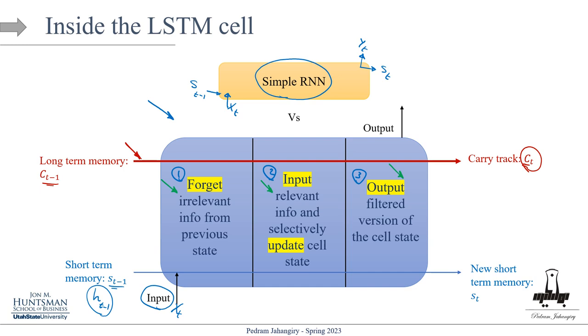The output gate is going to output the filtered version of the cell state. This filtered version has a notion of both short-term memory and long-term memory. So the cool thing is that with this notion of long-term memory, now we can, for example, retrieve information from far, far behind in time steps. Now let's talk a little more about the details of this LSTM cell.